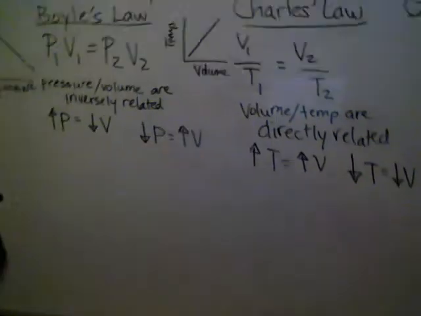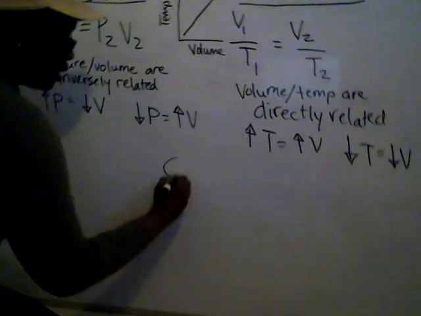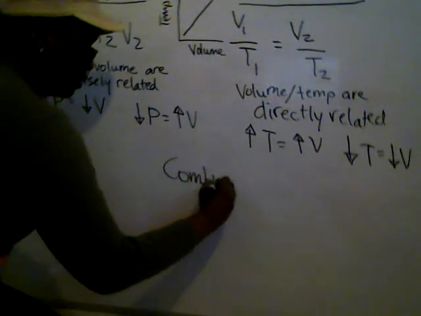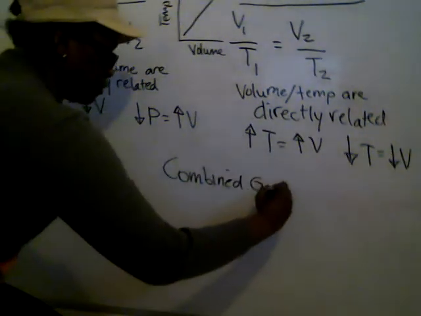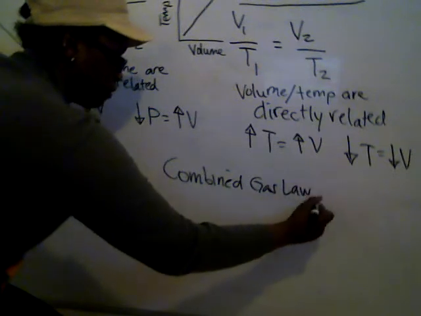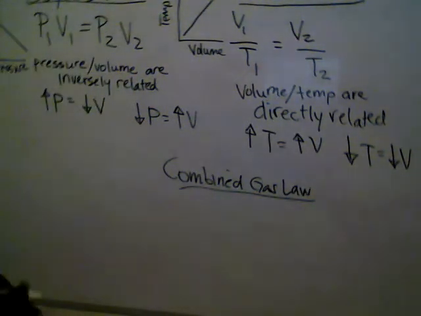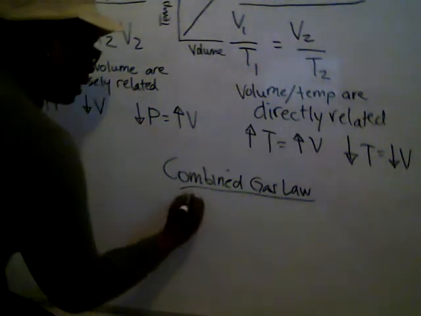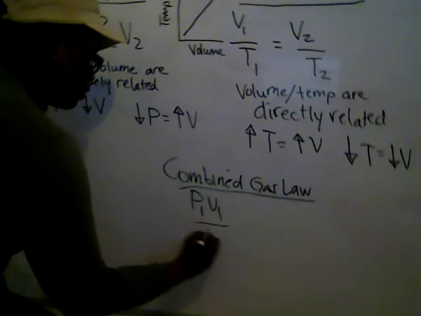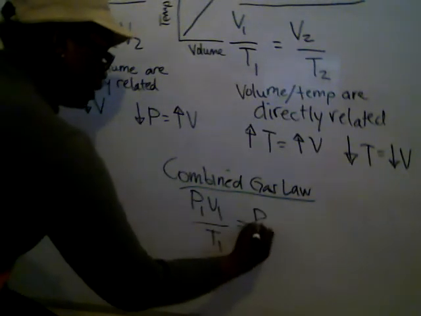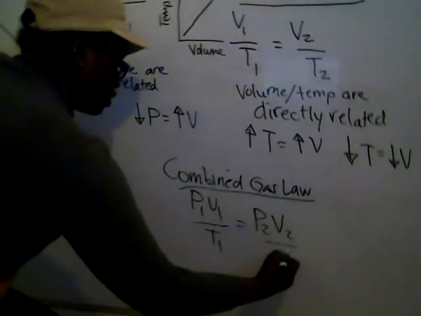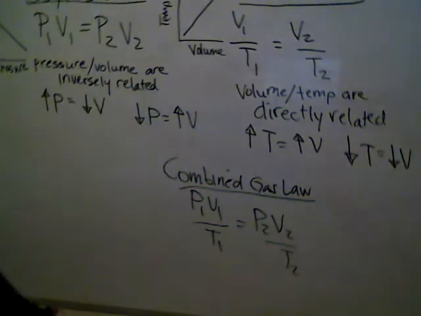The last equation that we'll do is the combined gas law. So that looks a lot like this. So the combined gas law is P1V1 over T1 equals P2V2 over T2. Okay, so we got P's, V's, and T's all in one equation.